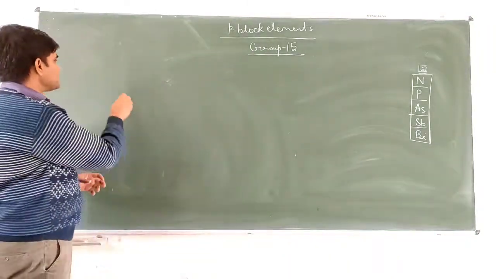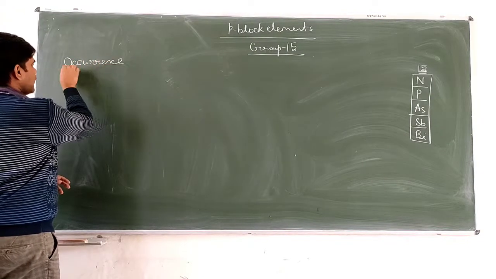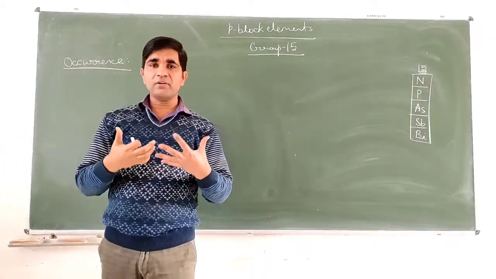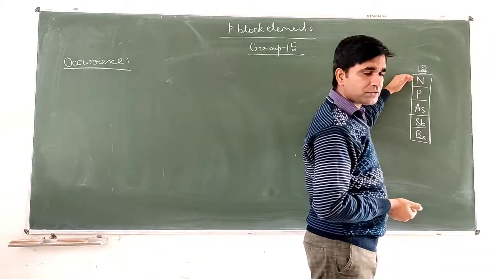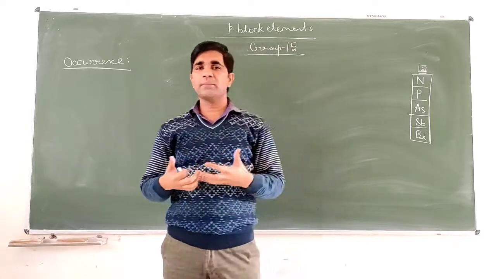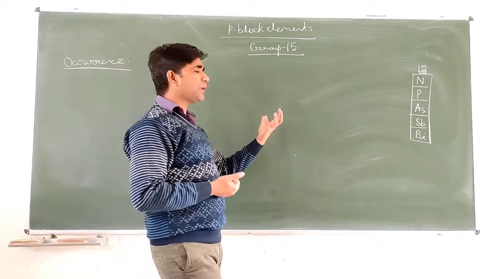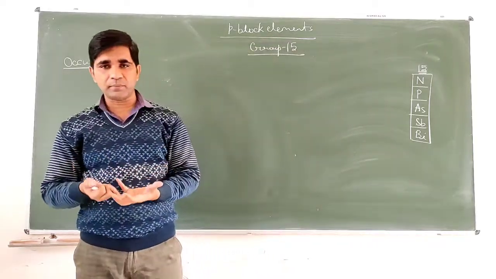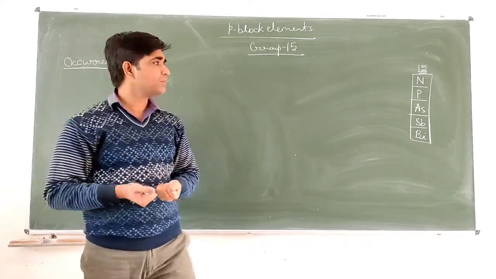First point is the occurrence. Occurrence means their relative proportion in different forms. For example, nitrogen has maximum occurrence followed by phosphorus. The rest of the elements are present only in traces, in small amounts. Nitrogen compounds are mainly present as proteins in plants and animals. Apart from this, they are present as ore as well.